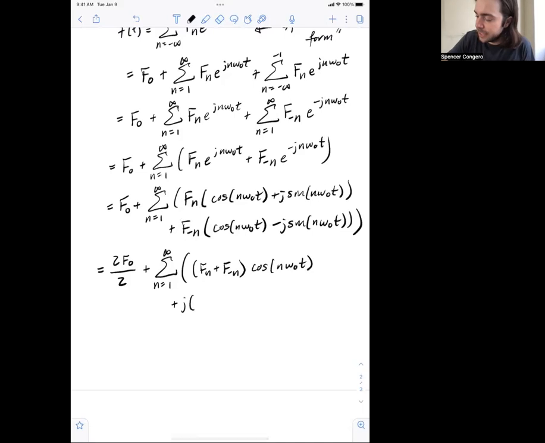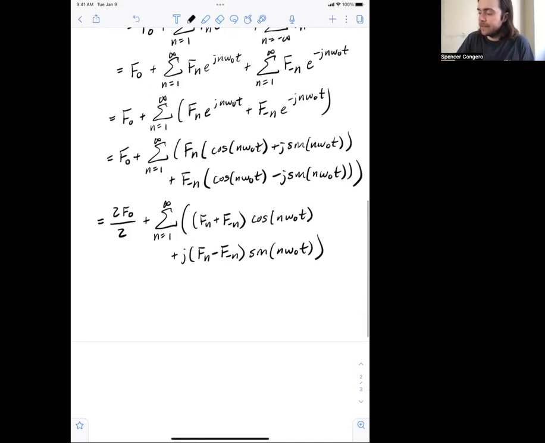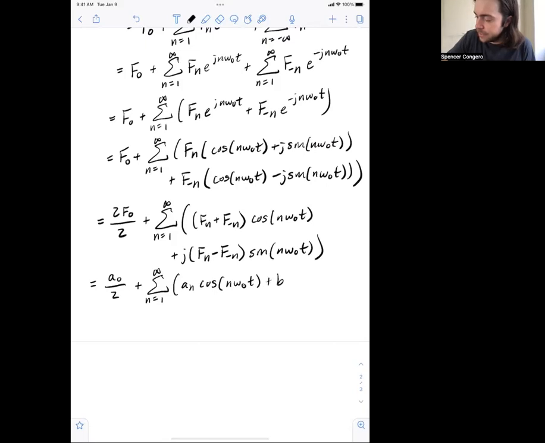So all in all, that's j times (f sub n minus f sub negative n) times sine of n omega naught t. Okay, and now I'm going to finally write this equal to how you'll typically see it. So I'm going to call that a sub 0 over 2 plus the sum, n is 1 to infinity, of a sub n cosine of n omega naught t plus b sub n sine of n omega naught t.